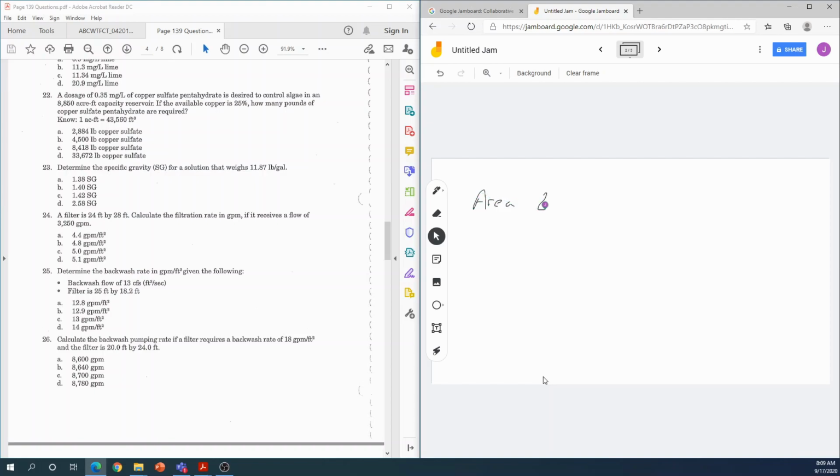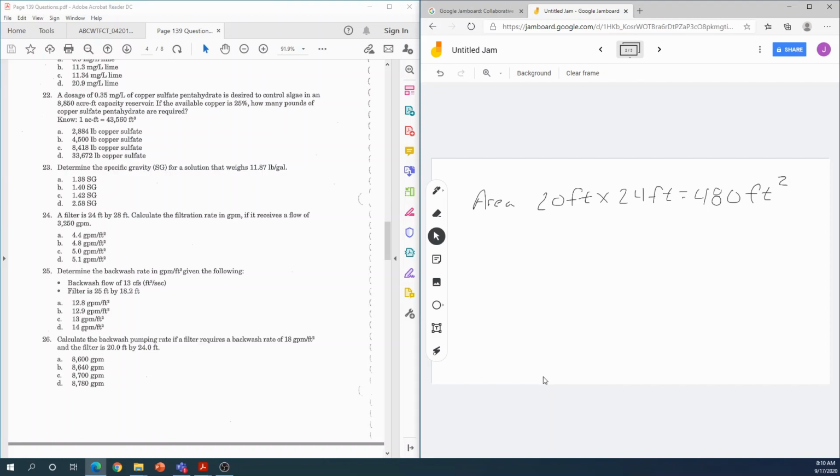Area is going to be 20 feet by 24 feet, which is equal to 480 feet squared. So we want to know what our backwash pumping rate is in gallons per minute.